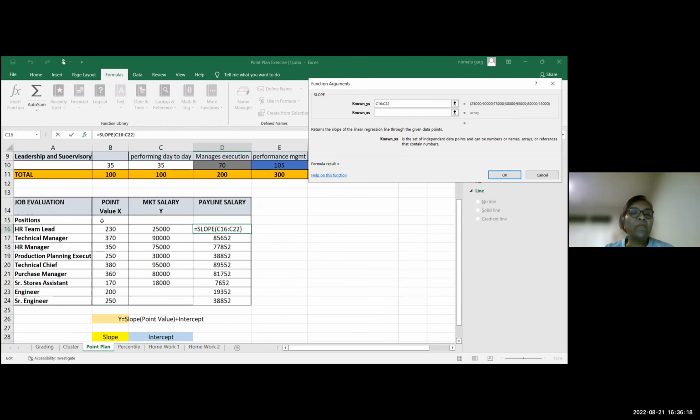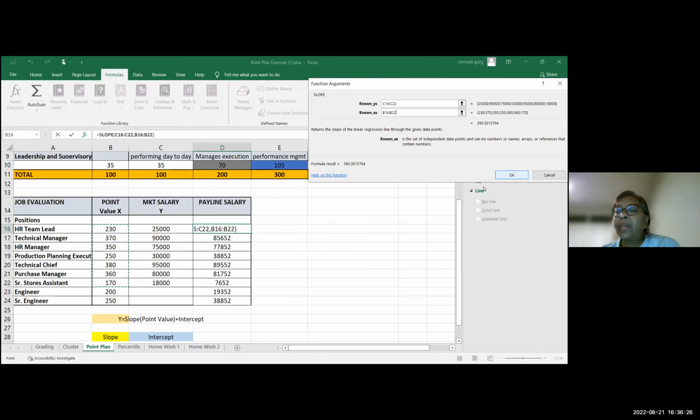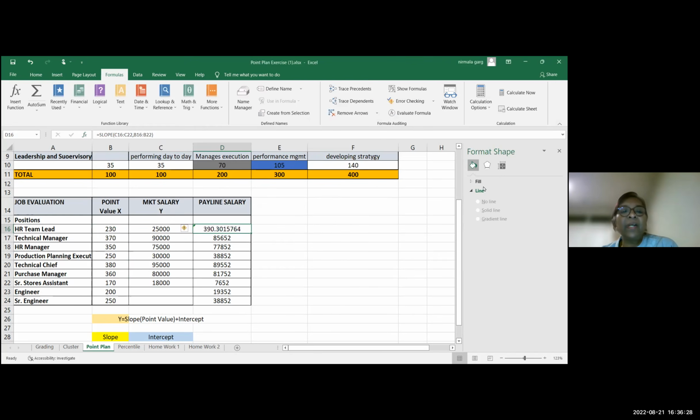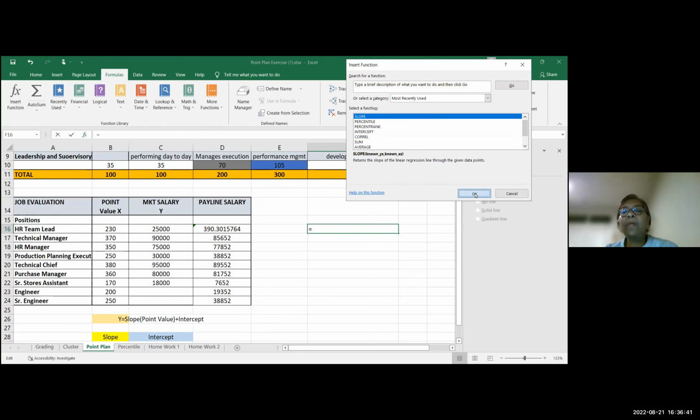Okay. What will I do? I purposely kept two market. I'll tell you why I kept that. So you just have to click till there. Now, okay. So what are you going to get? I should have put it here. 1 second. I'll redo it again. I'll do the slope function, insert function, slope. Okay.